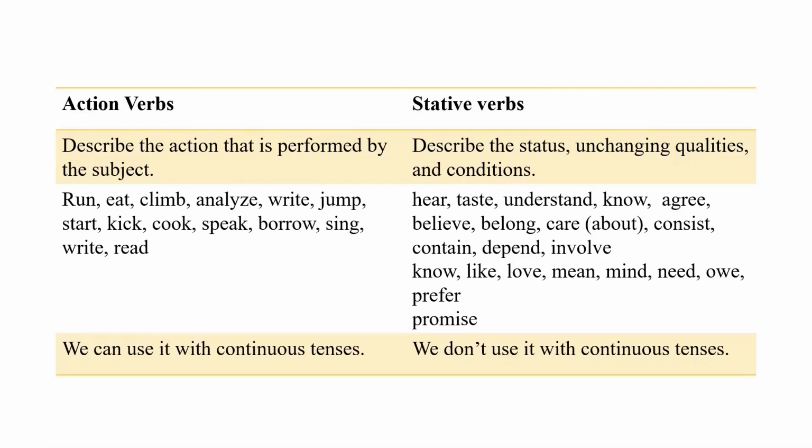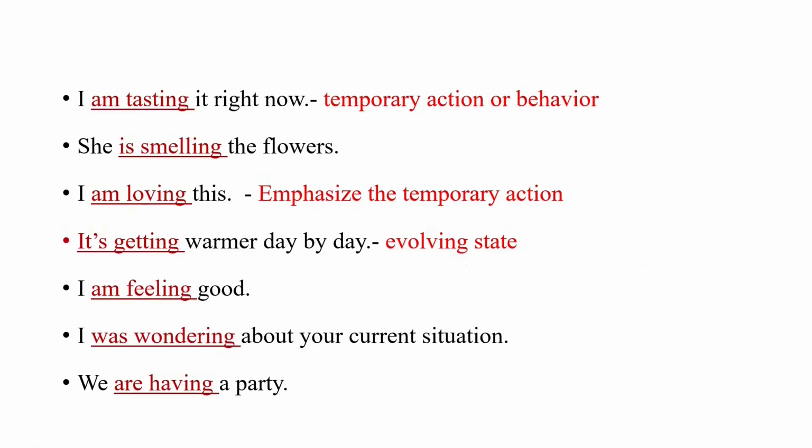Now let's discuss the exception with examples. When we describe temporary action or behavior, we use stative verbs with continuous tenses. Look at the examples. I am tasting it right now. She is smelling the flower. Now look at the third one. I am loving this. Now here in this sentence, we use this sentence to emphasize the temporary action. Then we can use continuous with stative verbs.